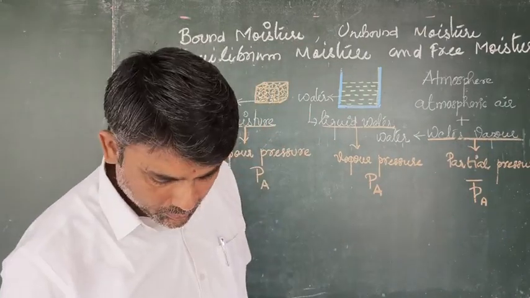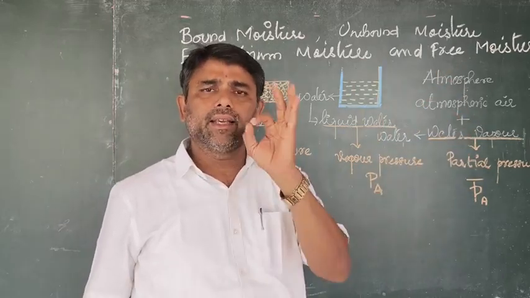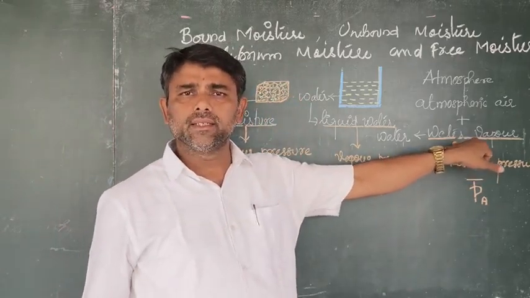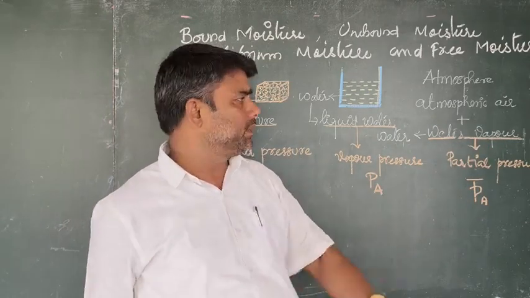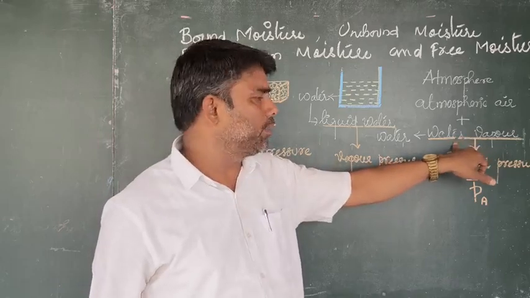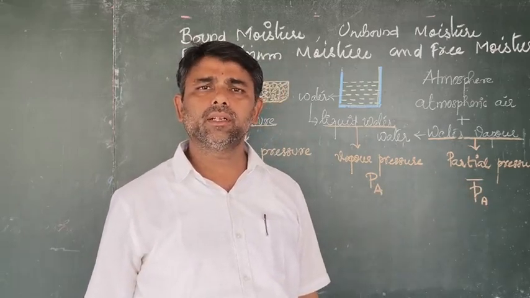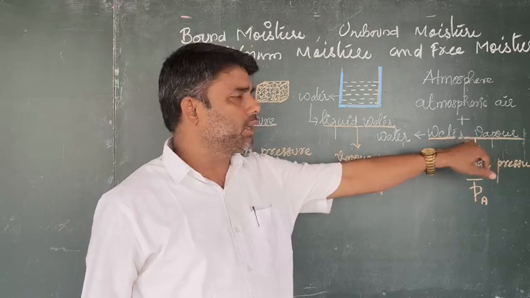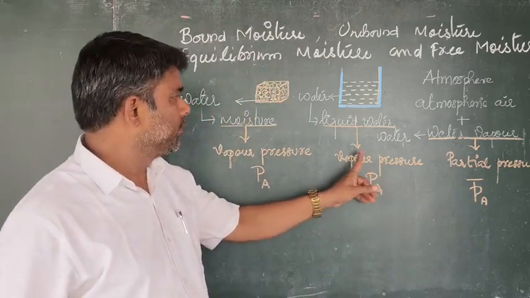Water vapor present in the atmosphere certainly exerts a definite amount of pressure against the atmosphere. The pressure exerted by water vapor to the atmosphere is called partial pressure. Can you tell me what is meant by partial pressure? Partial pressure is the pressure exerted by the water vapor against the atmosphere. Very clear? Next, vapor pressure.